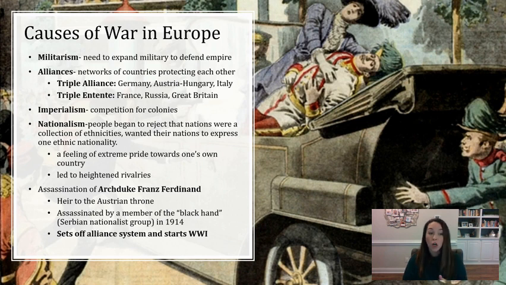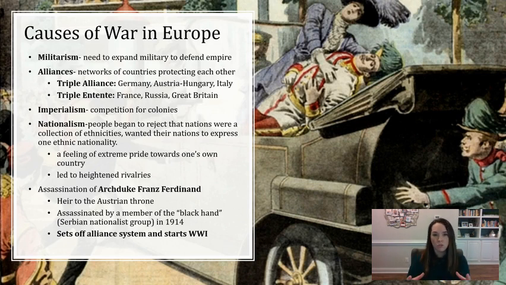The next long-term cause is going to be imperialism. So that competition for colonies and protectorates. The European powers had been doing that for a while, and it goes in line with militarism as well, this heightened competition. And then the last long-term cause of the war is going to be nationalism.